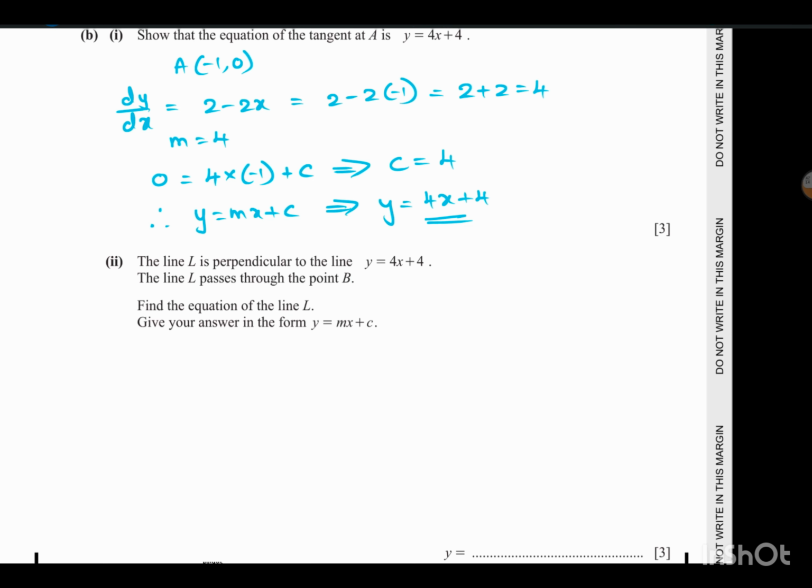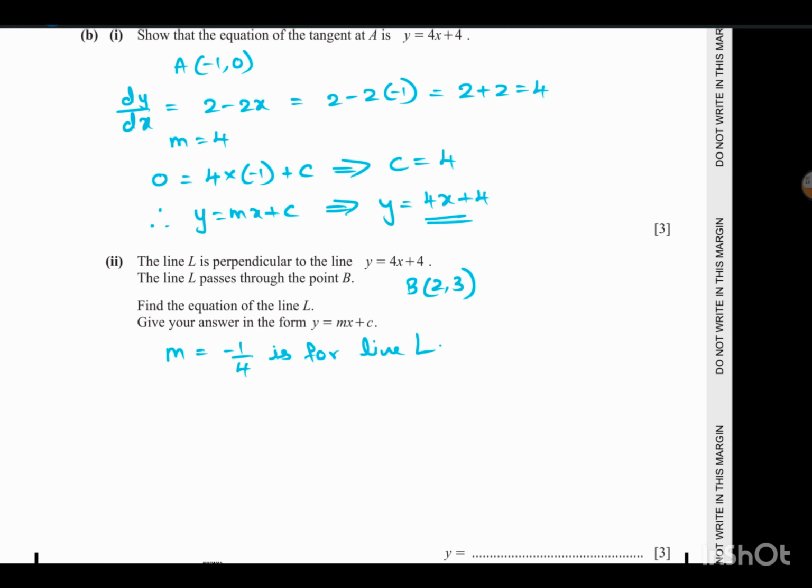So B is (2, 3). Let me write here, B (2, 3). Now we have to find the equation for line L, which is perpendicular to y = 4x + 4. So the gradient for that line will be the negative reciprocal of 4, if this gradient is for line L.